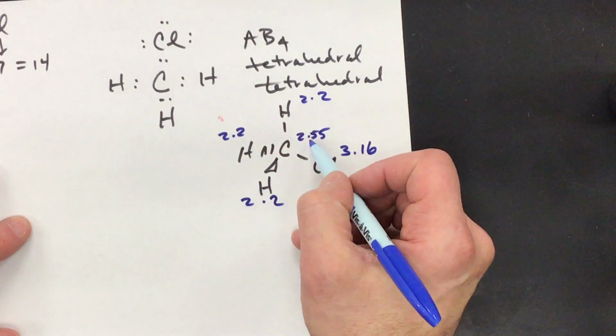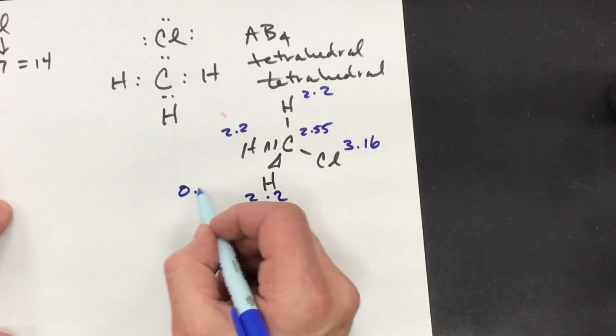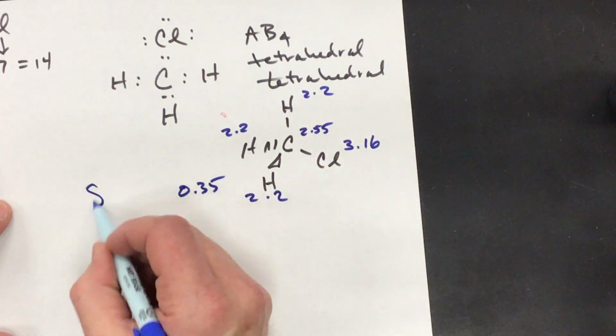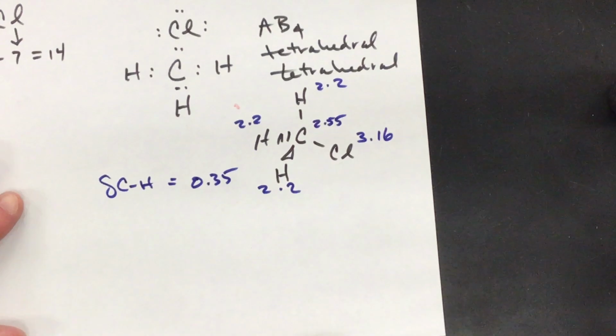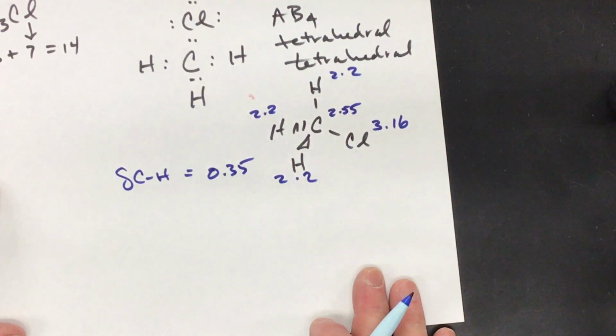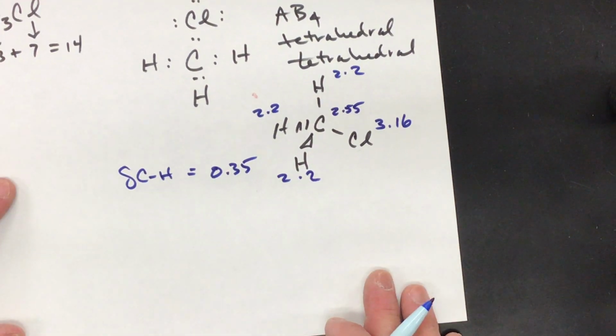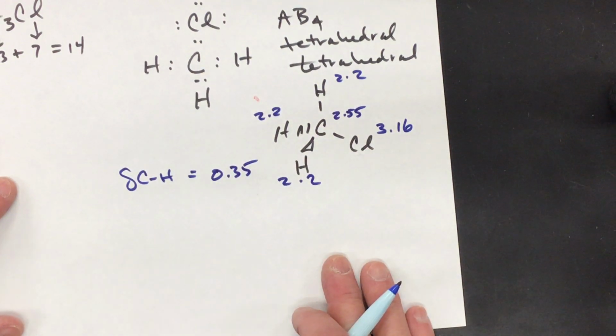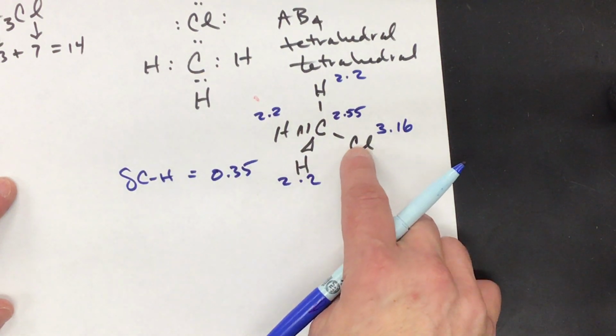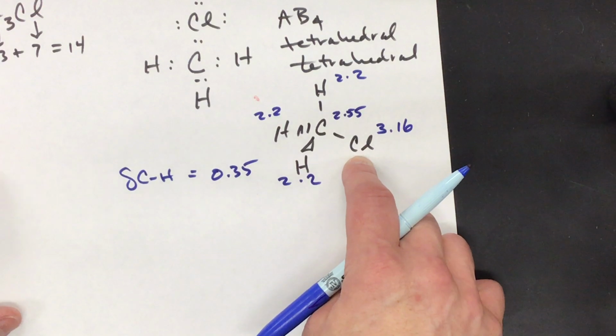The difference between the hydrogens and the carbon is 0.35, and from the carbon to the hydrogen it's 0.35. Those are nonpolar bonds. We might be tempted to call it a nonpolar molecule. If this H was in place of the Cl, it would be a nonpolar molecule.